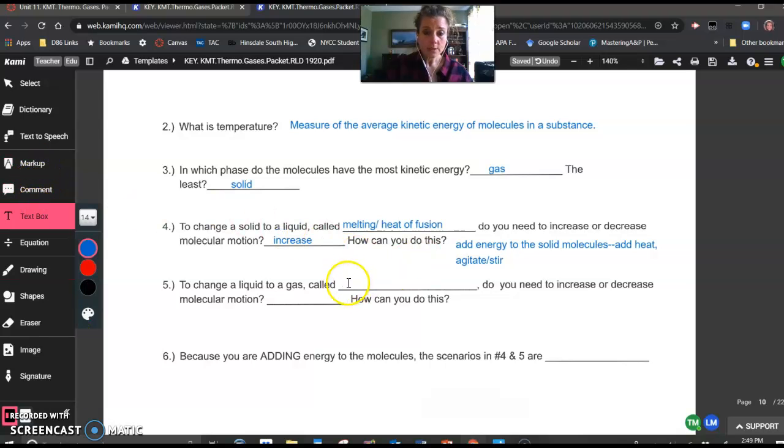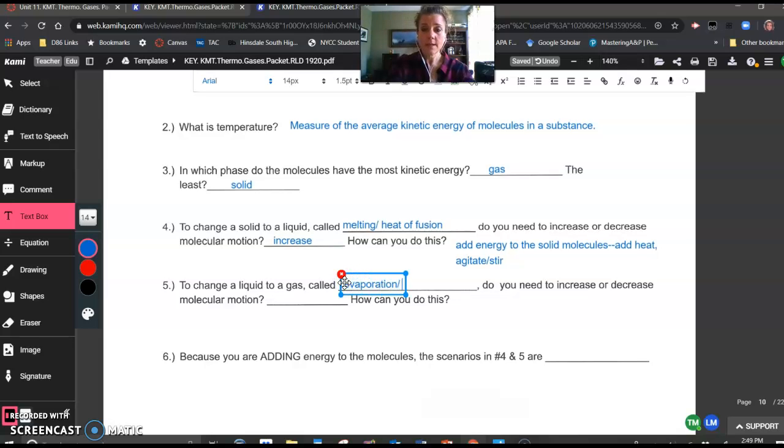Text box. So to change a liquid to a gas is called evaporation. And if you want to be fancy, you can call it the heat of evaporation. And do we need to increase or decrease molecular motion? Well, we need to increase it, so that our molecules are going to move around more in that liquid, and eventually they're going to be so energetic that they're just going to rise out of the liquid because now they're a gas. And so then the molecules are going to have so much energy, they're going to want to spread out and leave that container if you don't have a lid on it.